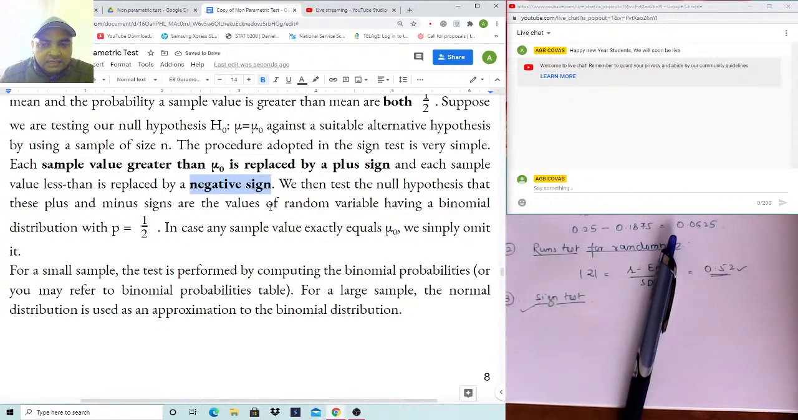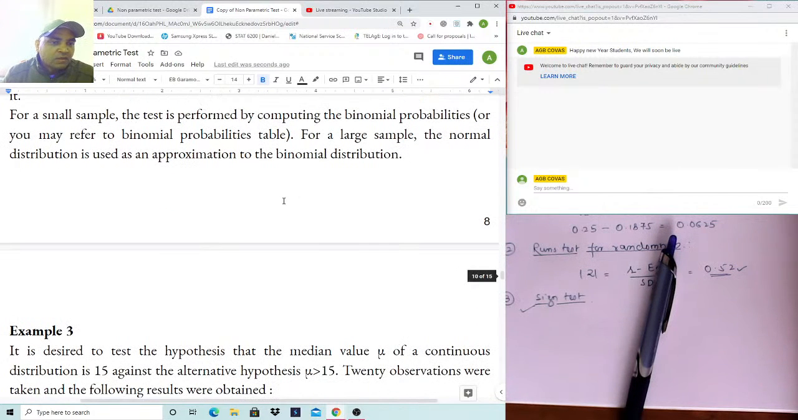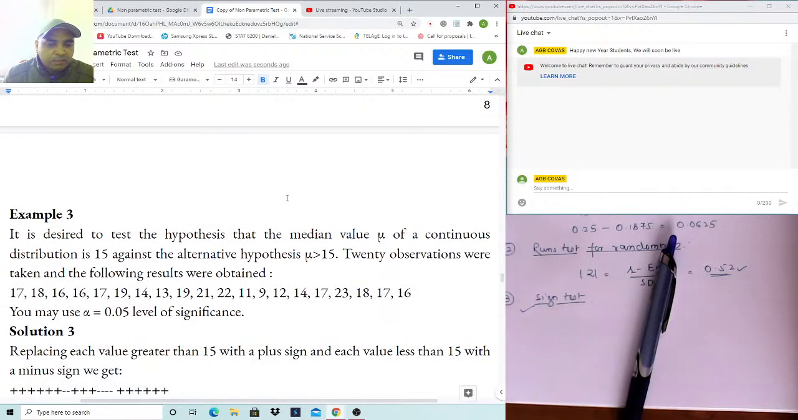We then test the null hypothesis that the plus and minus signs are the values of a random variable having a binomial distribution with p equal to 1 by 2. In case any sample value exactly equals mu naught, we simply omit it. For a small sample, the test is performed by computing the binomial probabilities, and for a large sample, it can be calculated by the normal approximation to the binomial distribution. So we will see both.